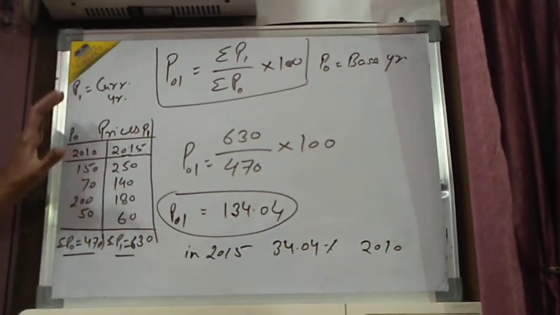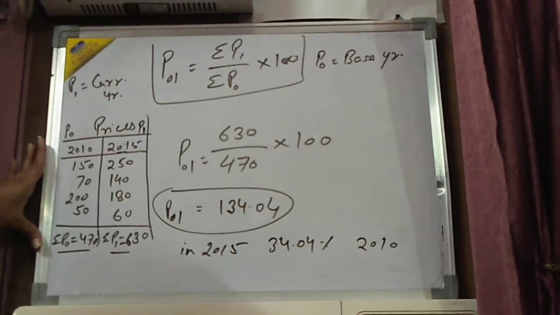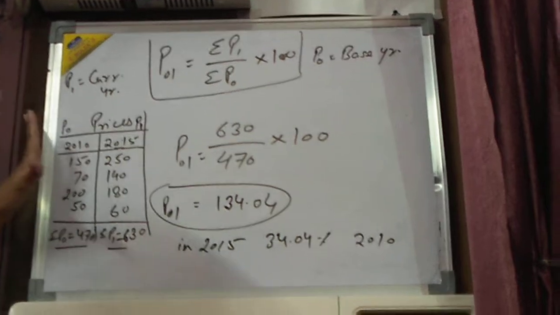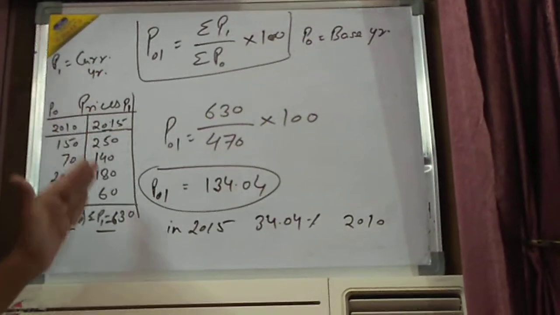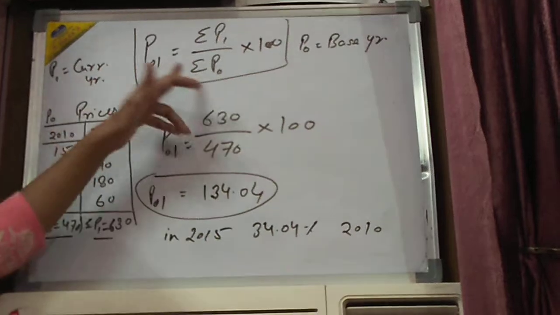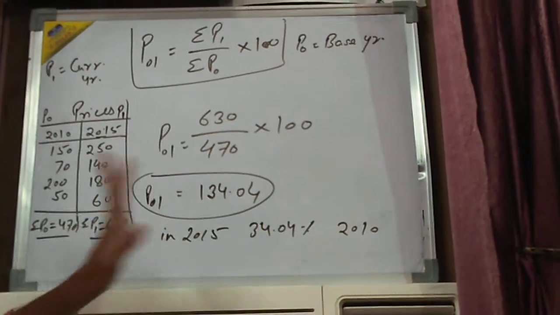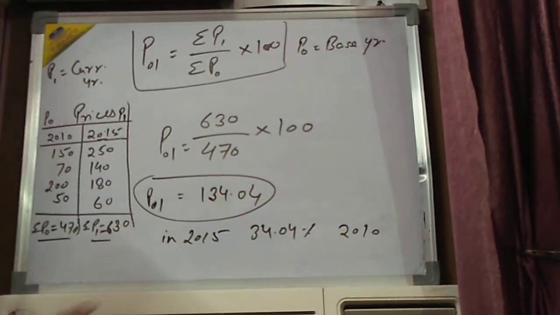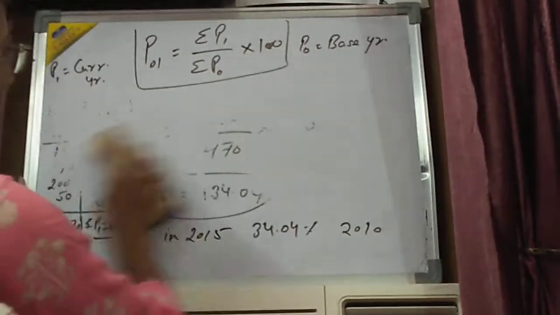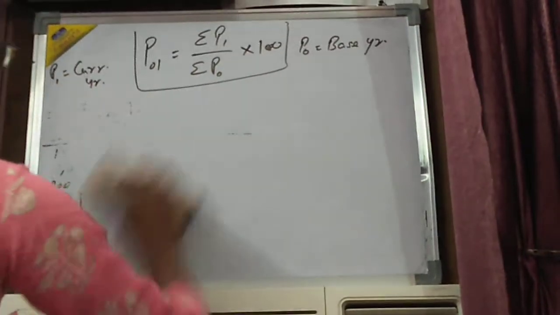So this is unweighted index number by aggregate method, in which we just sum up the prices of base year, sum up the prices of current year, and we put the figures in the formula and find out the answer. Okay, now let's do the unweighted with the average method.